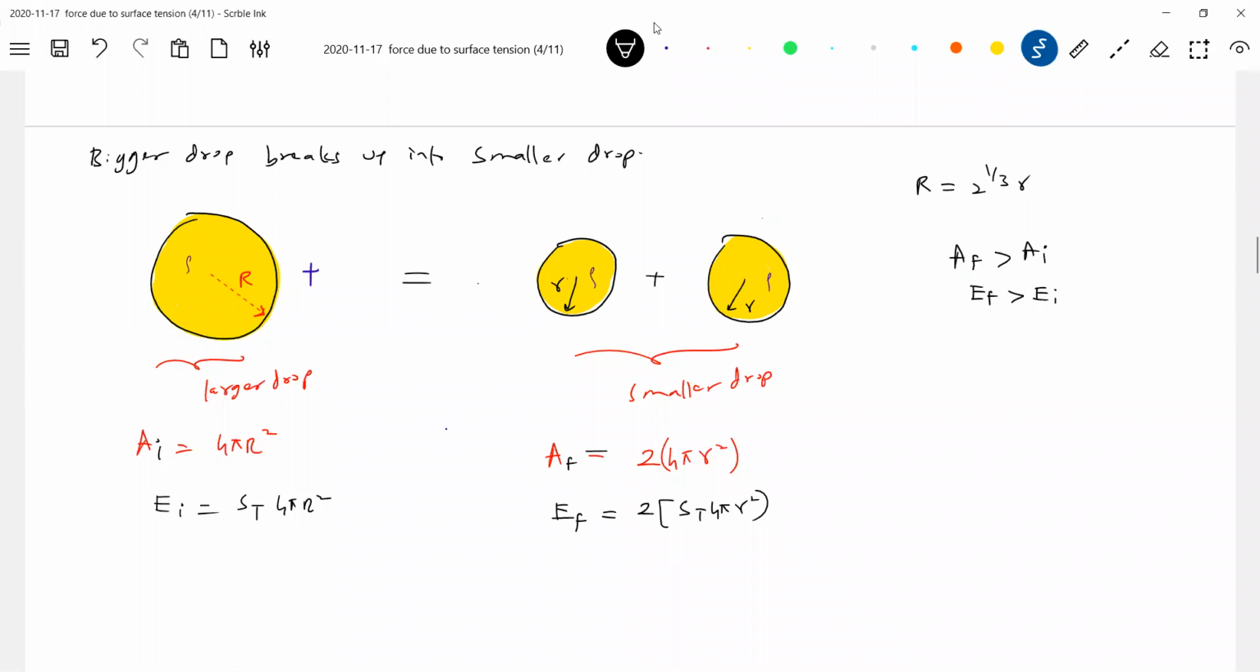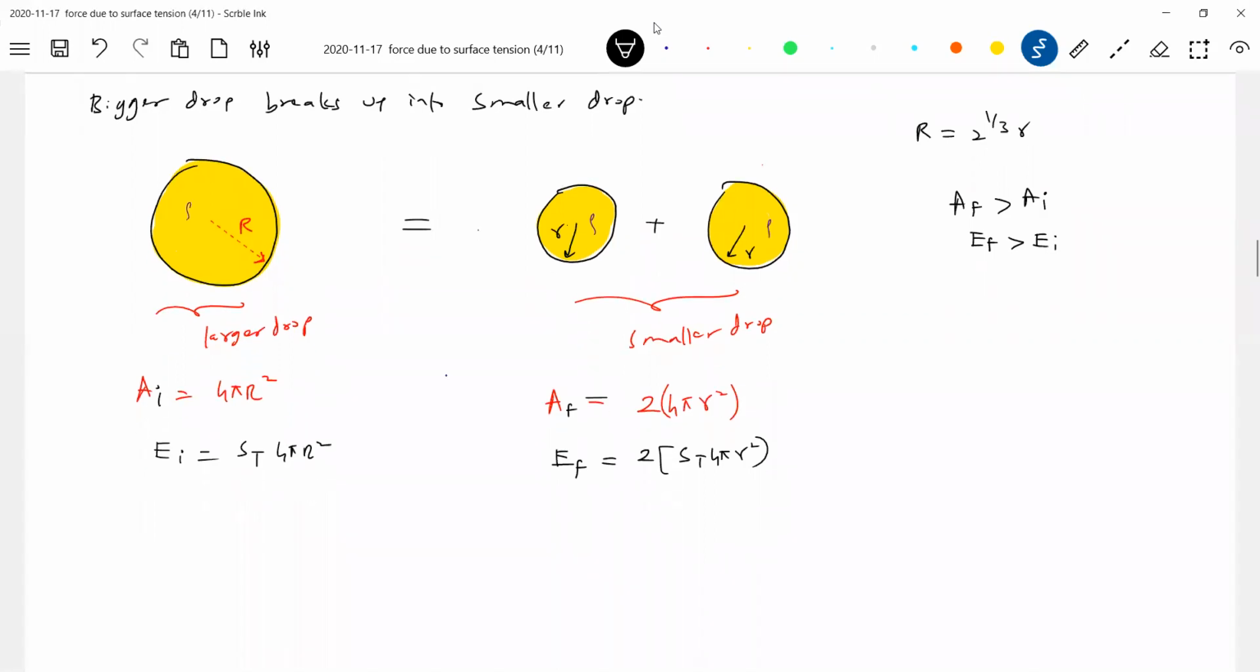Tell me, when a bigger drop breaks up into smaller drops, what should happen? Will energy be released or absorbed? Energy will be absorbed. Because from where should that extra surface energy come? So EF greater than EI. From where has that extra surface energy come? See, it is not happening on its own. If a bigger drop breaks up into smaller drops, surface area increases.